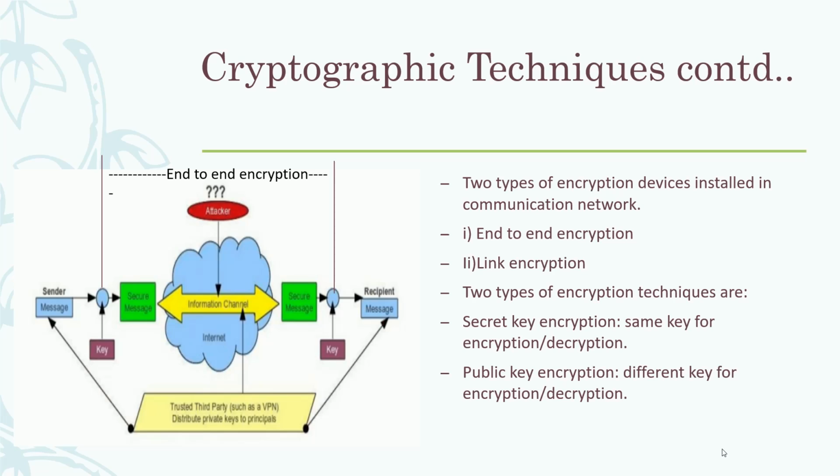So this encryption is also called end-to-end encryption, whereas this encrypted message travels through an unsecured channel. So link encryption can be provided, which will secure all the traffic passing over the link. The two types of encryption techniques are secret key encryption, where the same key is used for encrypting as well as decrypting, and public key encryption, which uses a different key for encryption and decryption.